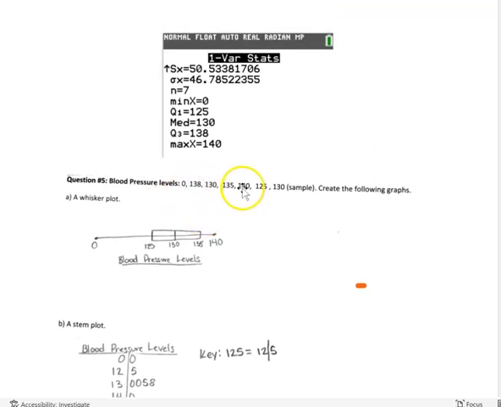Okay, next, I'm actually including your peers' answers for question 5A. So this is the data set. In order to obtain these values, we would need the 5-number summary. So here I'm running it in advance.